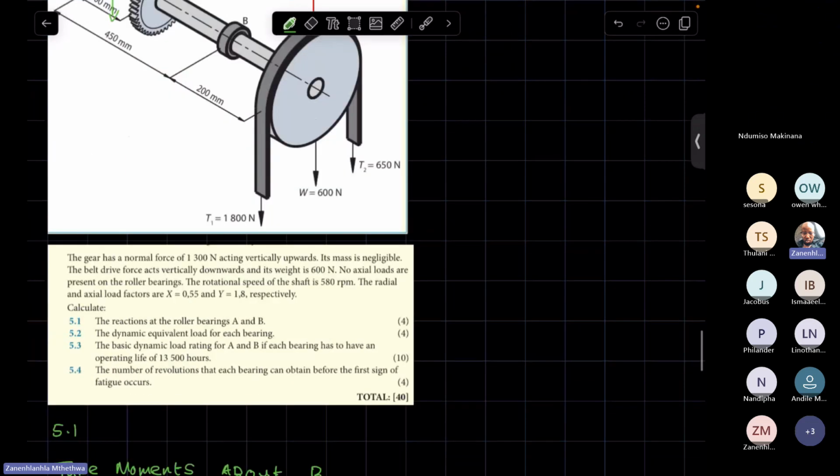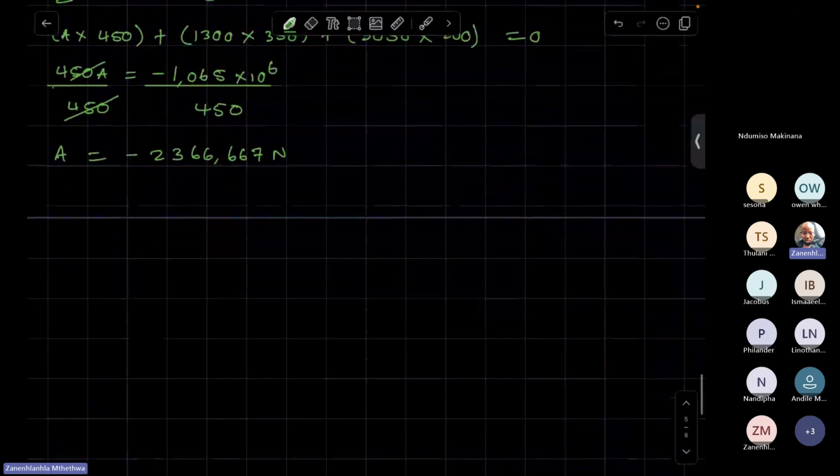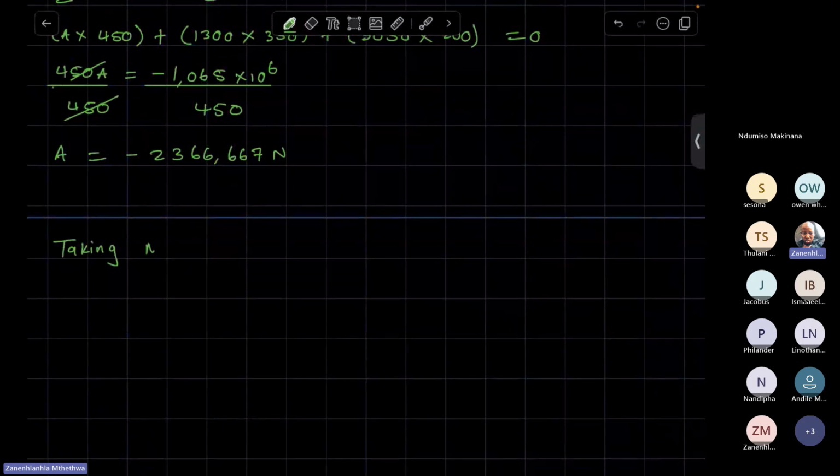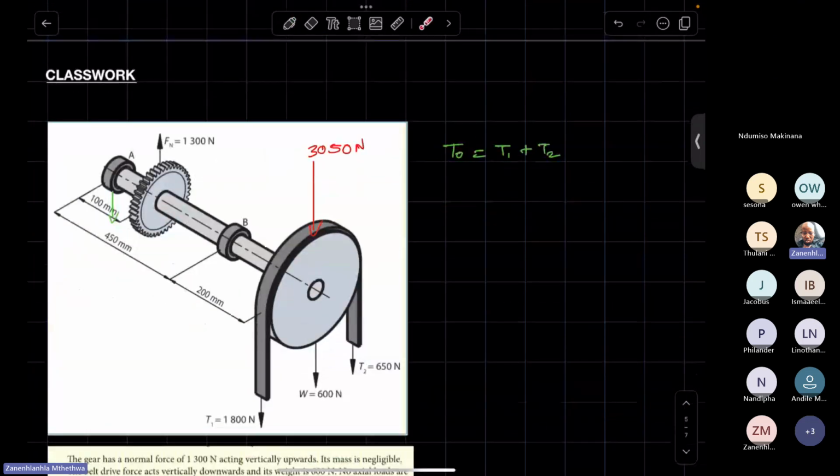Right. So now that you've calculated the reaction at A, we are now going to calculate the reaction at B by taking moments about A. Sum of clockwise moments is equal to the sum of anti-clockwise moments. So now we are taking moments about A.